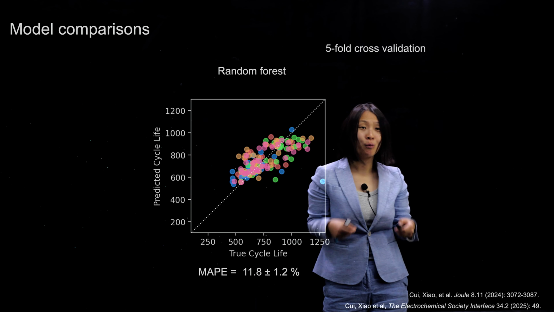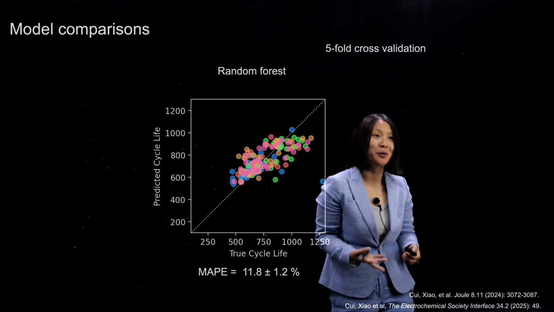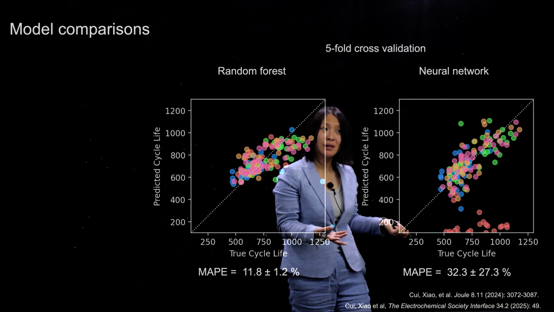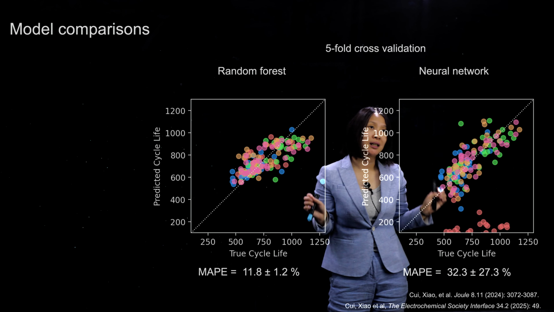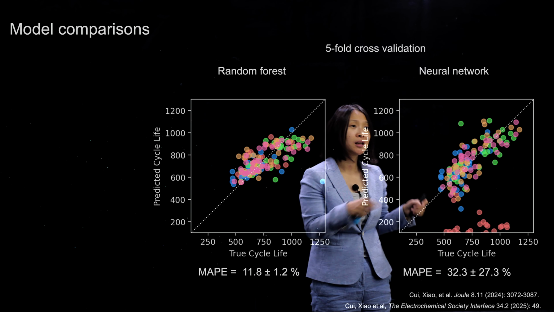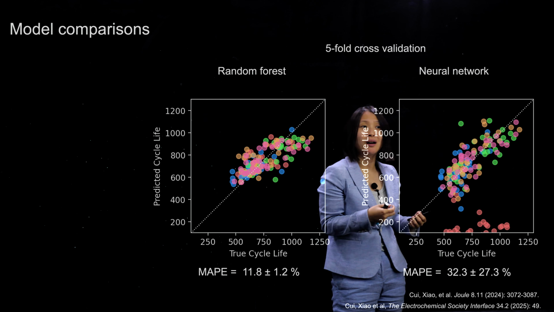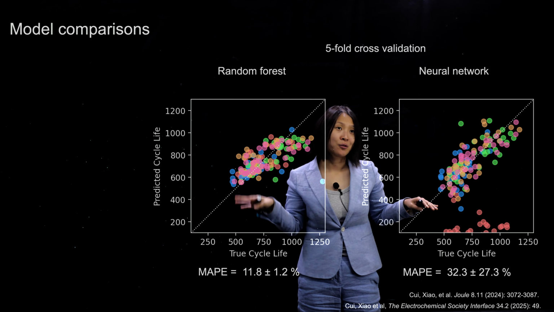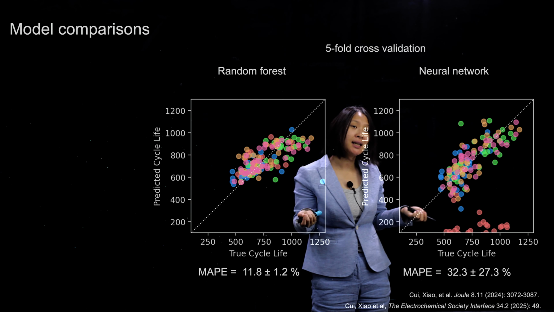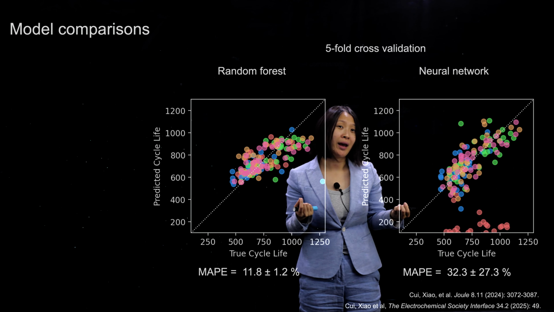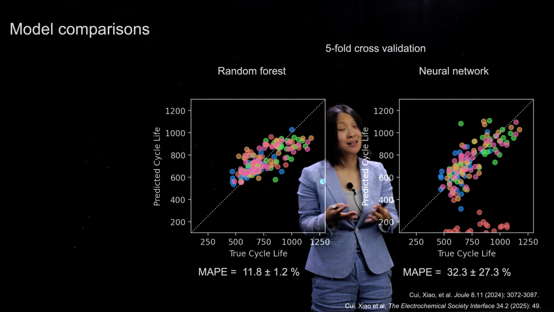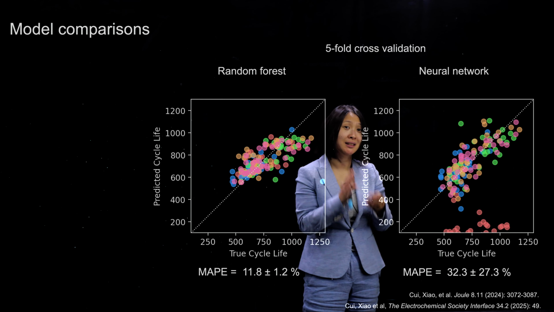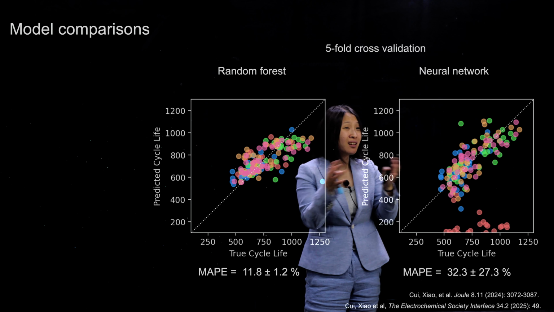What if we want to use a more complicated model? In particular, for example, we can use a neural network. So for the same data set, the same 5-fold cross-validation, we see the neural networks actually behave worse than the simpler random forest model. This is an example where we have a limited data set. We have a bit over 180 different battery samples, and it's not a big data set.